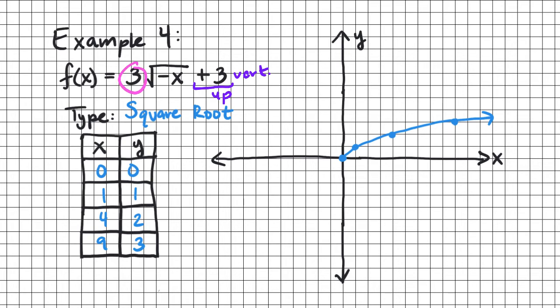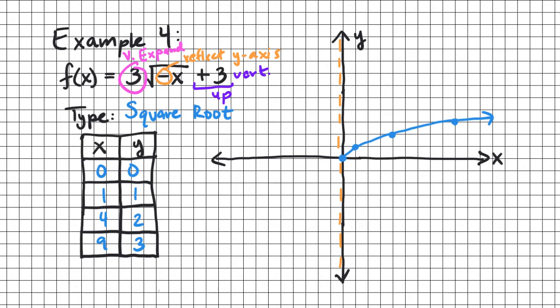Pink and orange. Okay, so this orange, since it's inside, it's reflecting on the y-axis. So that just means that's going to be my mirror, right? And then the pink, the 3 that I circled in pink, since it's outside, it's a vertical, so I'm going to put V, expansion.